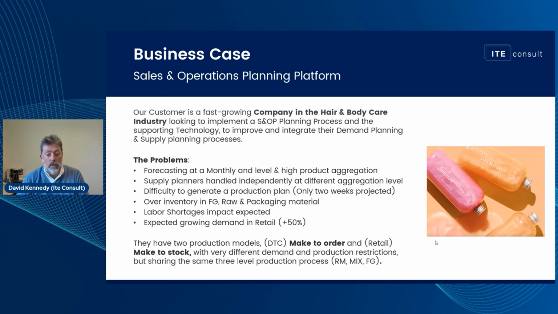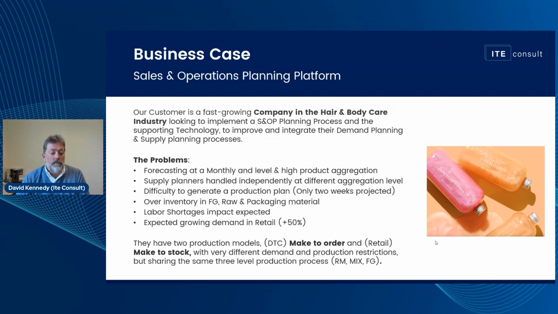They only had 2 weeks projected moving forward, and the way they were working, they had over inventory in almost every level: finished goods, raw materials, and packaging. They wanted to bring that to a safety stock level, so that was a big issue. They also started to have some labor restrictions, and this is happening everywhere. We started this project at the end of last year, and labor was already a problem.